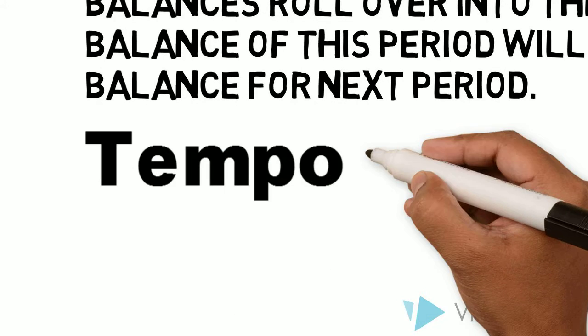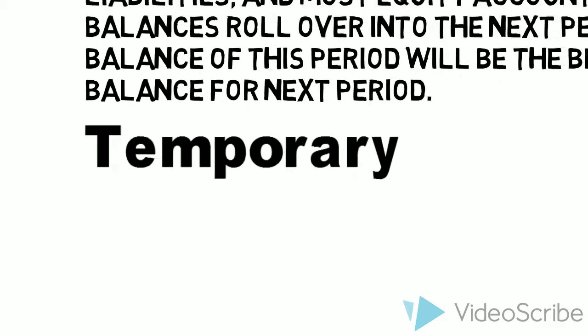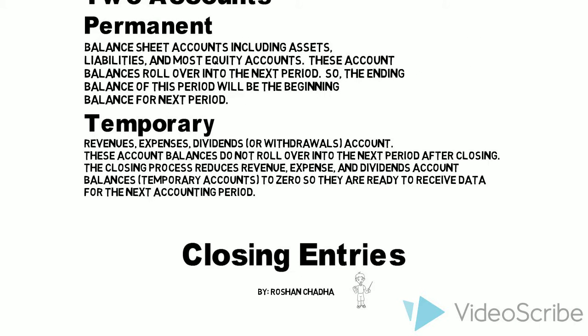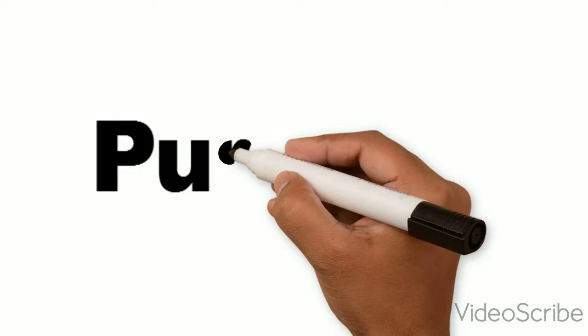The second type of account are temporary accounts, which are revenues, expenses, and dividend accounts. These account balances do not roll over into the next period after closing. The closing procedures reduce revenue, expense, and dividend account balances to zero so they are ready to receive data for the next accounting period. So you may be asking, why do closing entries?